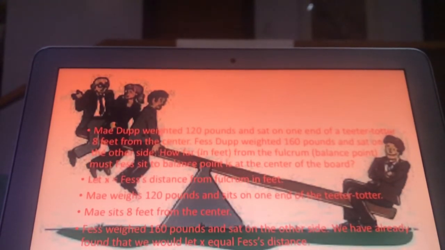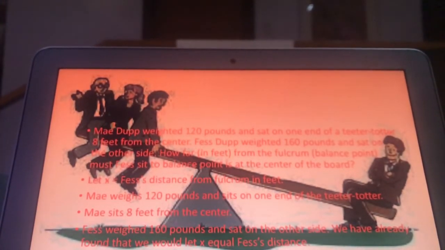Let x be Fess's distance from the fulcrum in feet. May weighs 120 pounds and sits on the end of the teeter-totter. May sits 8 feet from the center. Fess weighed 160 pounds and sat on the other side. You already have found that you would let x equal Fess's distance. Now, these 4 points that I made here were just points to show the information I gathered from this question.